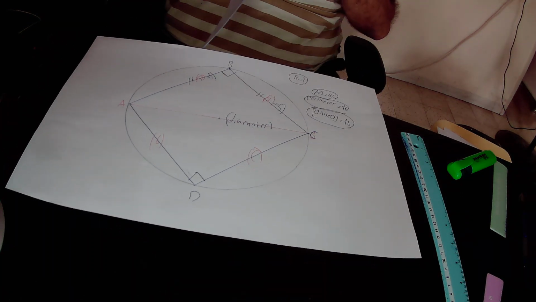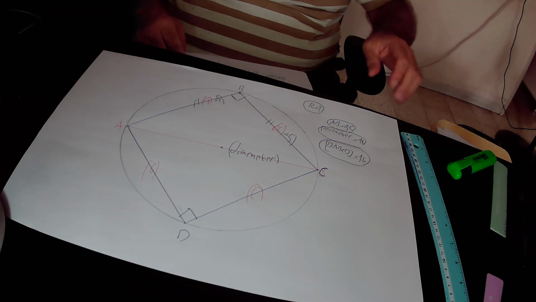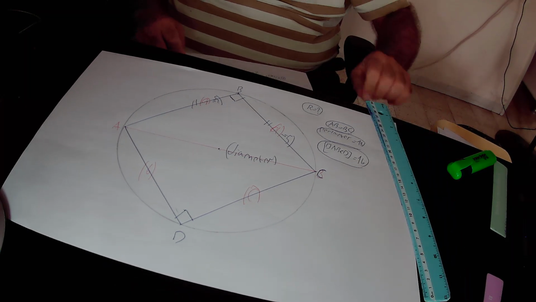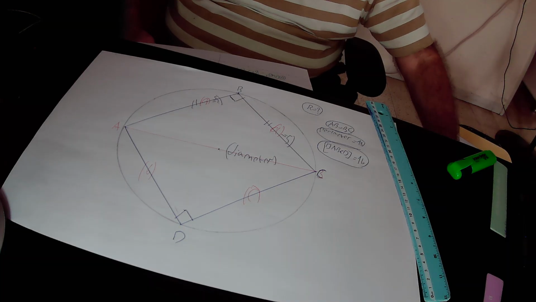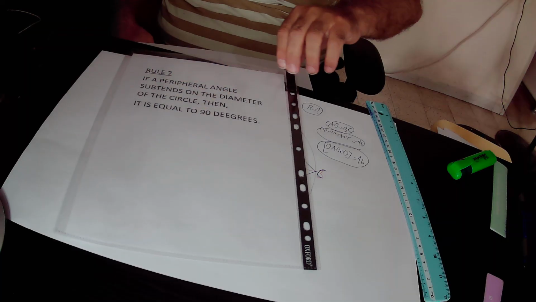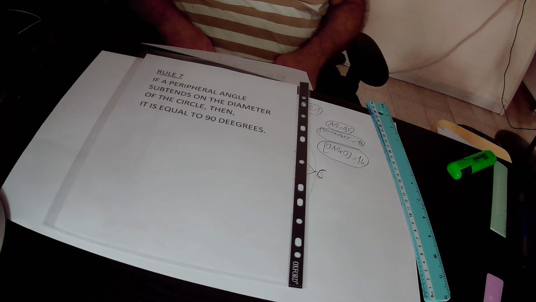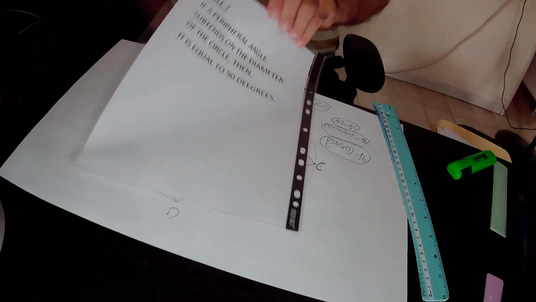In the next step, we implement Rule 7 in our drawing. So please click on Rule 7. According to Rule 7, if a peripheral angle is subtended by the diameter of the circle, then it is equal to 90 degrees in its size.